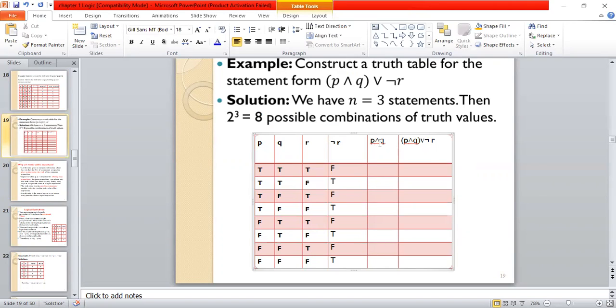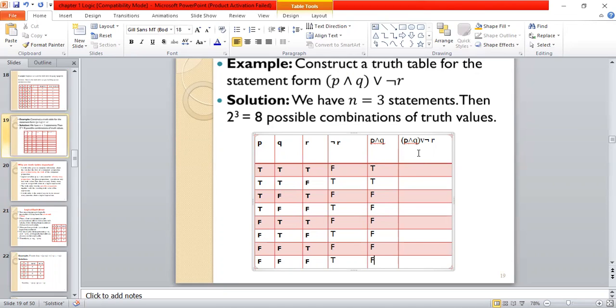And the next one is P and Q. As we have said for logical connectives, when we are connecting two simple propositions by the logical connective conjunction, or and, the compound proposition becomes true if and only if both P and Q are true. Otherwise it's false. So P and Q: true and true is true, true and false is false, false and true is false, false and false is false. So this is the truth value for P and Q.